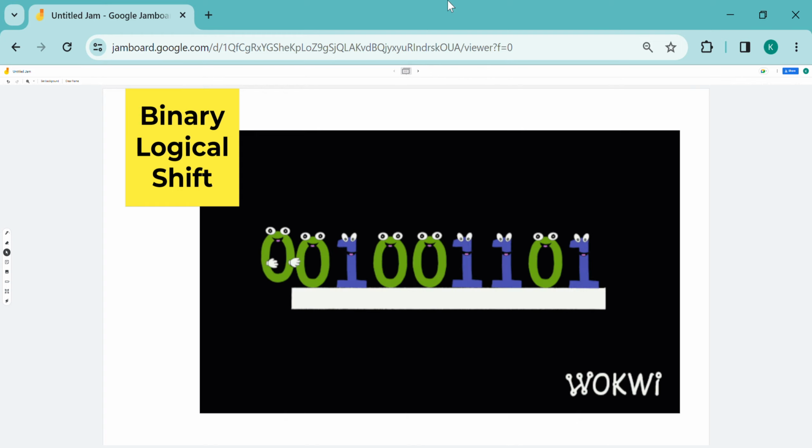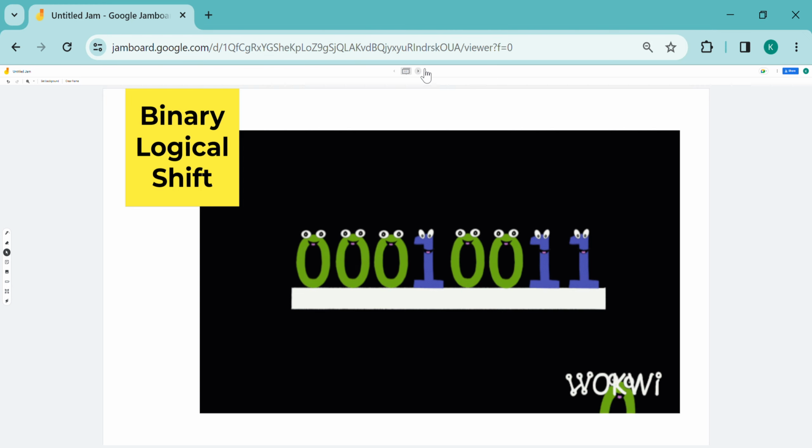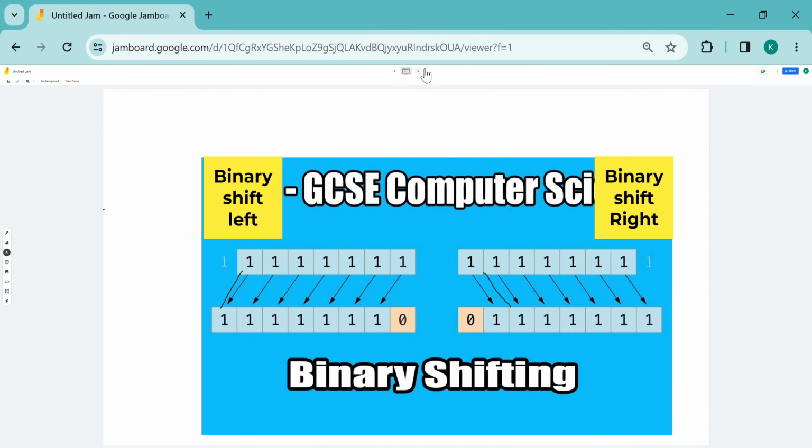So basically in our IGCSE syllabus we have two types of shift. One is known as binary shift left and the other one is known as binary shift right. You can see in the diagram how these two shifts are going to work. So binary shift left, you can see here that bits are being shifted to the left side.